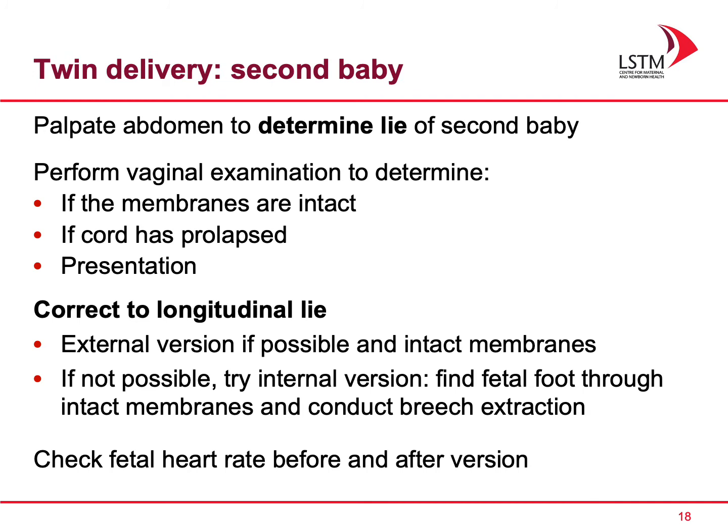Still, with the second baby, we palpate the abdomen to determine the lie of the second baby. We can perform a vaginal examination to determine if the membranes are intact or they've ruptured, and if the cord has prolapsed or if the cord is presenting. It's also important to know the presentation of the second twin. Is it breech or cephalic?